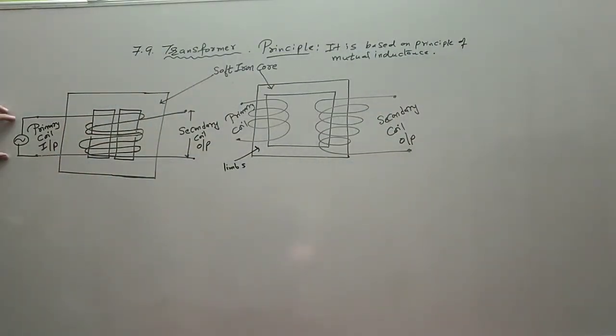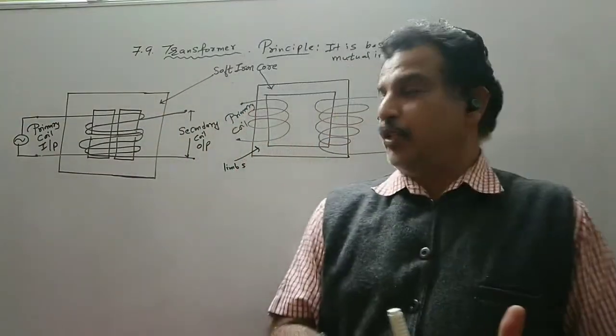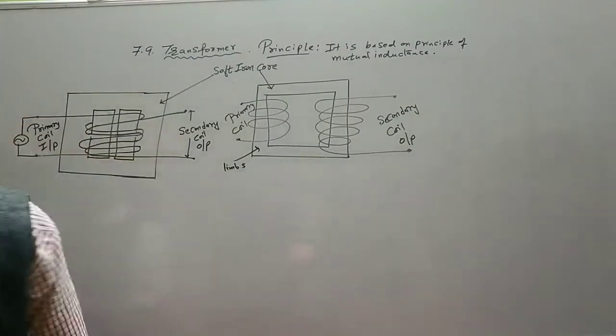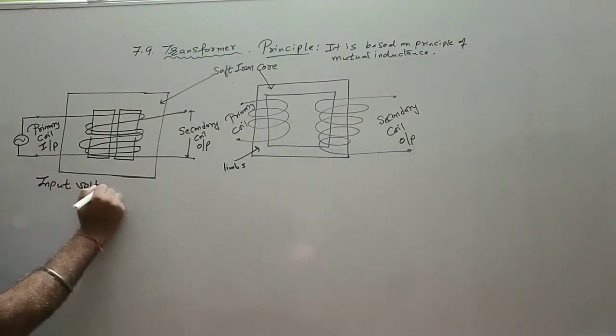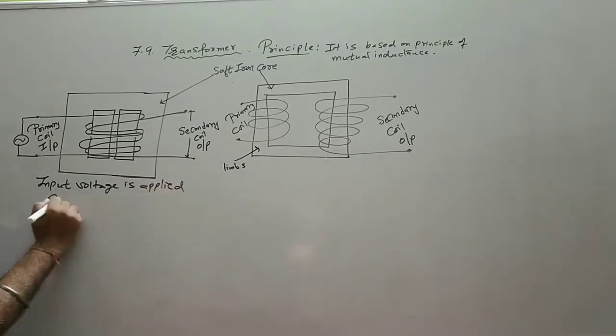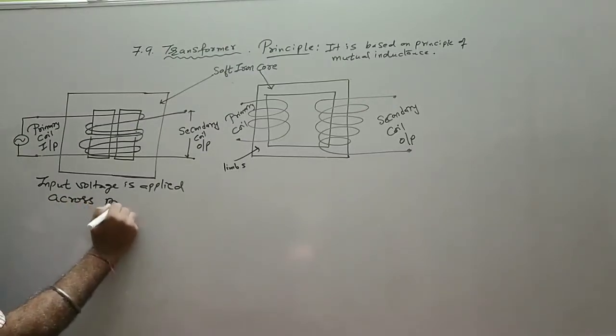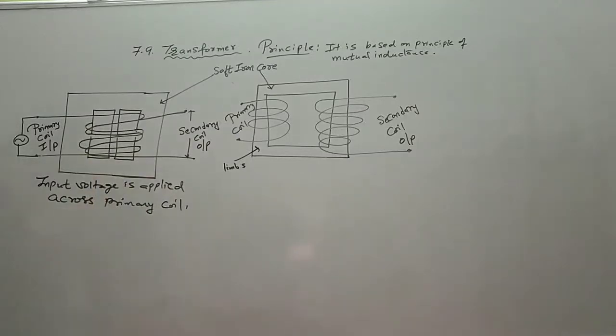Now let us discuss the working. The input is connected across the primary coil, that is our AC supply, or you can say the output of an AC generator becomes the input of a transformer. So the input voltage is applied across the primary coil.